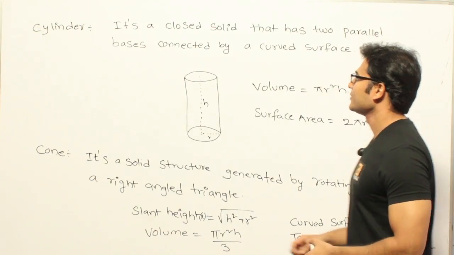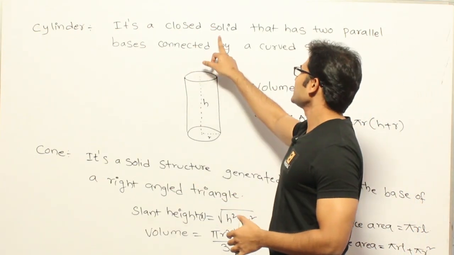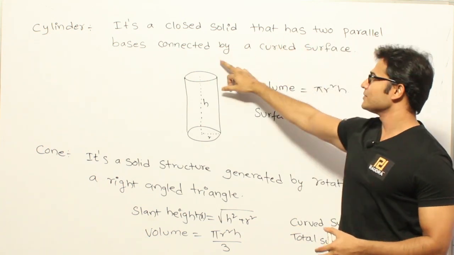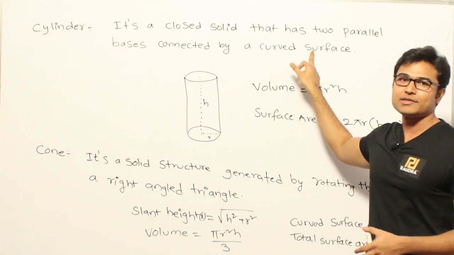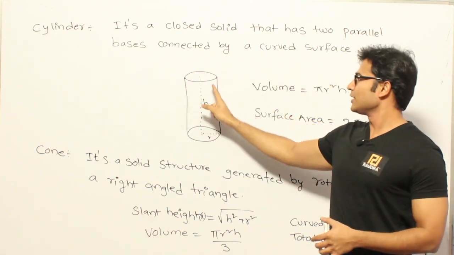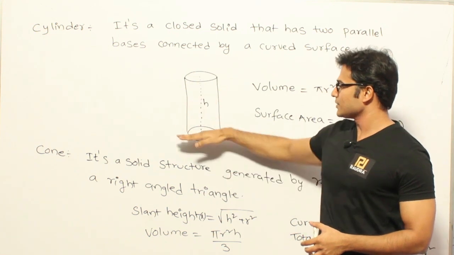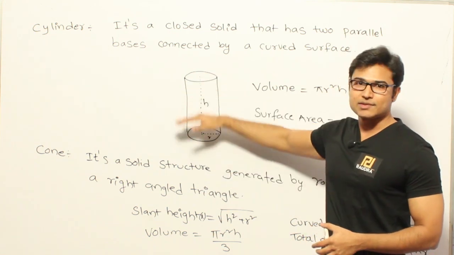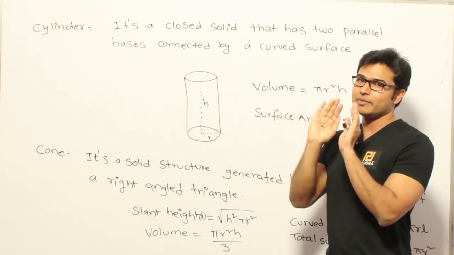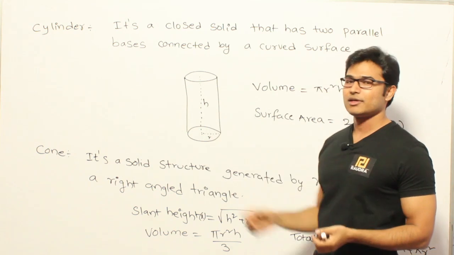Let's see this cylinder. It is a closed solid that has two parallel bases connected by a curved surface. So if you see this, it is a cylinder. A cylinder will have two parallel faces, which you can also call the bases, right? And they are connected by a curved area. Curved area means it will be in a circular curve, right?